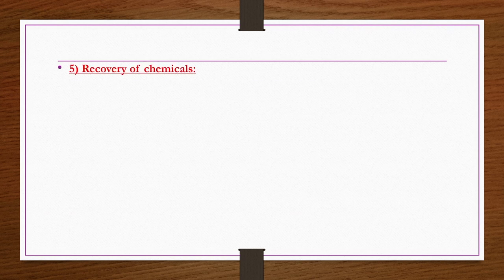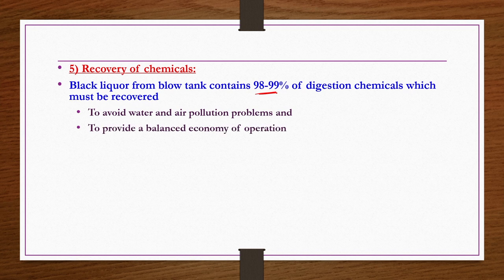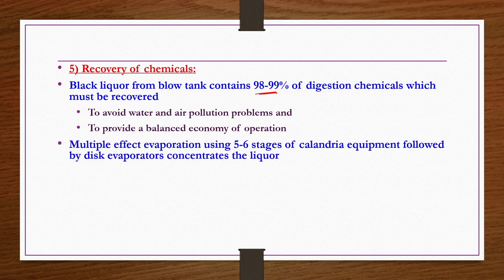Now, recovery of chemicals: black liquor from a blow tank contains 98 to 99% of digestion chemicals which must be recovered in order to avoid water and air pollution problems and to provide a balanced economy of operation, because if you are releasing or wasting such a large amount of chemicals, that is not going to be economical. How is such recovery done? It is done in several steps.